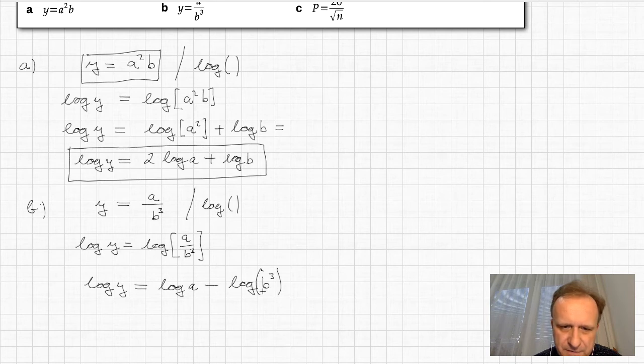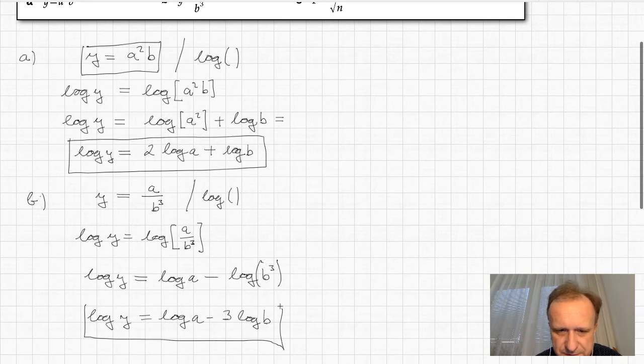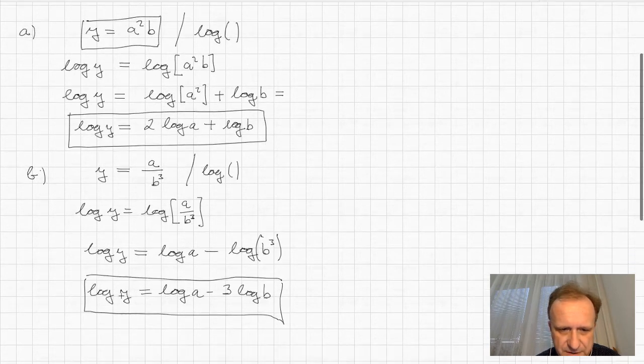Now here I have the logarithm of the exponent of the exponential, so it's still possible to replace it by something simpler. So I will copy the left hand side. It's the logarithm of y equals the logarithm of a minus, and now the exponent comes to the front, so it's minus 3 times the logarithm of b. And here is my second answer to the second exercise.